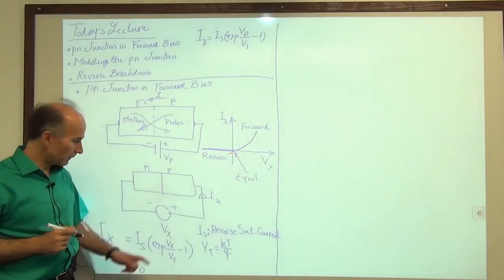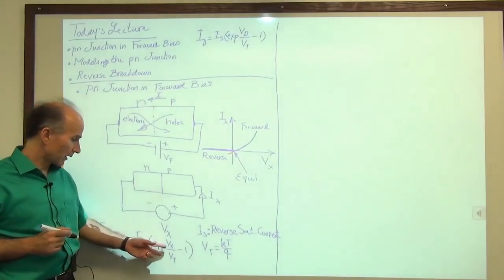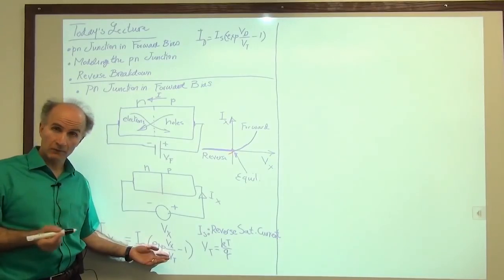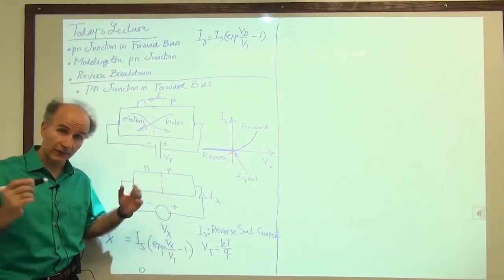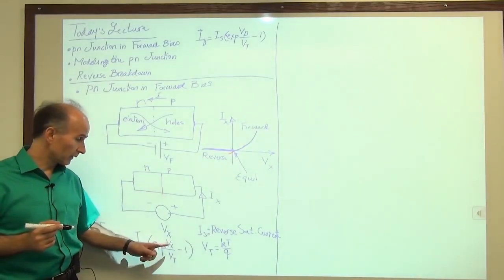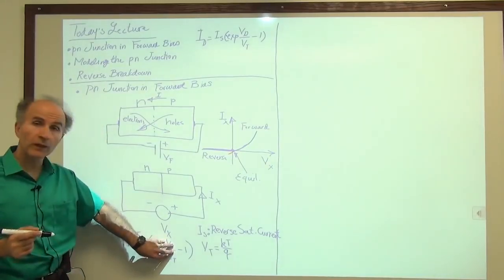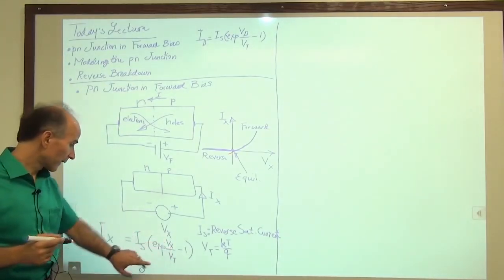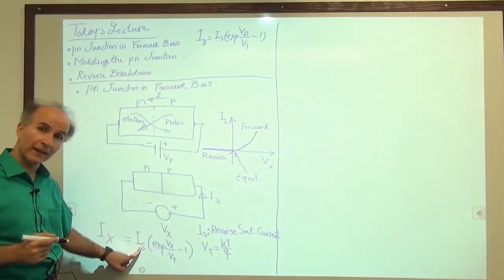All right. Now, if Vx becomes more and more negative, what happens? So let's say Vx is minus 2 volts. Vt is only 26 millivolts. Minus 2 volts over 26 millivolts is a very large and negative number. An exponential of a very large negative number is close to 0. So this term very quickly approaches 0 as Vx becomes more and more negative. That means that Ix approaches minus 1 times Is.